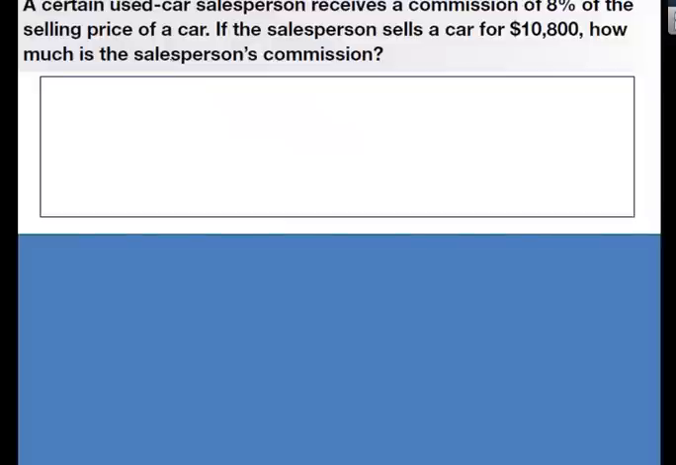A little bit harder. You've got a used car salesman, and he gets paid 8% commission when he sells a car. So if he sells a car, what he sells it for, he gets 8% of that money. So if he sells the car for $10,800, how much money does he get paid? This one here doesn't set it up for us quite so easy. We've got to pull it out. So let's start with our what number.